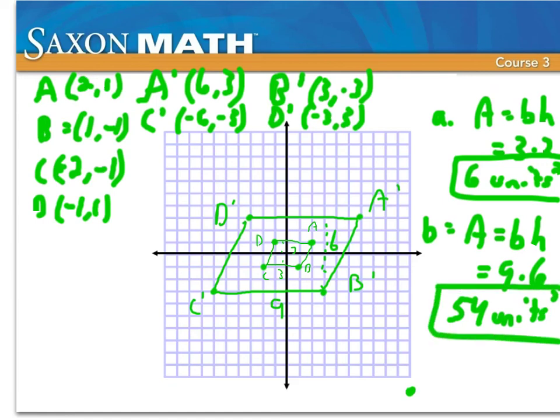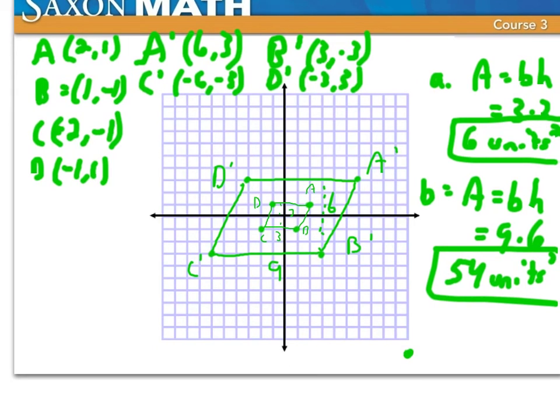Now part C asks, the area of the image is how many times the area of the first parallelogram? And the answer is, well, how many times bigger is 54 than 6? That's 9 times bigger.